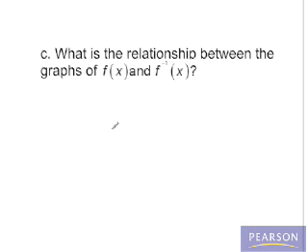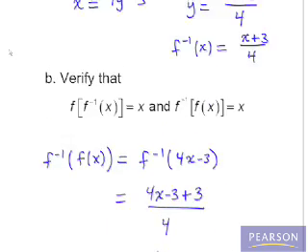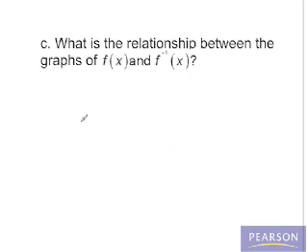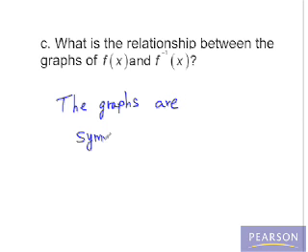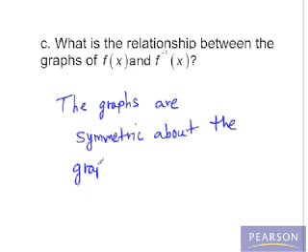Part C, what is the relationship between the graphs of these two functions? If you were to graph both 4x minus 3 and f inverse, which is x plus 3 over 4, those two graphs are symmetric about the graph of y equals x. These two graphs are symmetric about the line y equals x.